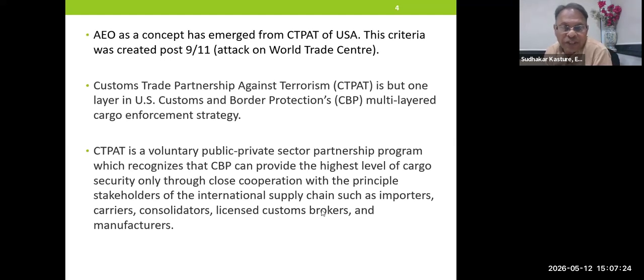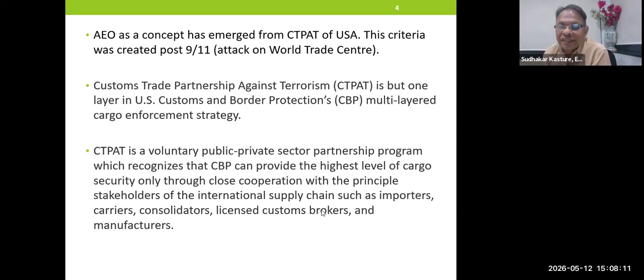ये जो कंसेप्ट है AEO की, this originated in USA and it is originally known as CTPAT. This was post the 9/11 attack on the World Trade Center, and one of the major reasons was the lack of security in the whole system, such that a disastrous terrorist attack was made on the World Trade Center where 3,000 people died. So the US government thought of creating the Customs Trade Partnership Against Terrorism, CTPAT.